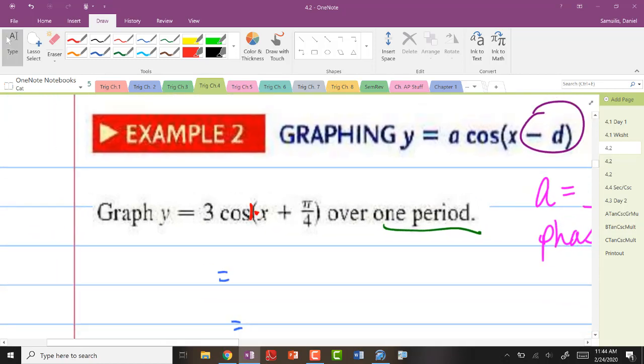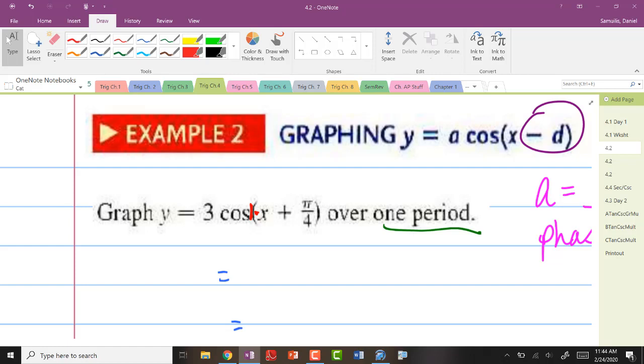Oh, baby. Like it matters, but what's the amplitude? Meaning it's not really going to change our graph, because we just mess with the scale. What's the period again?